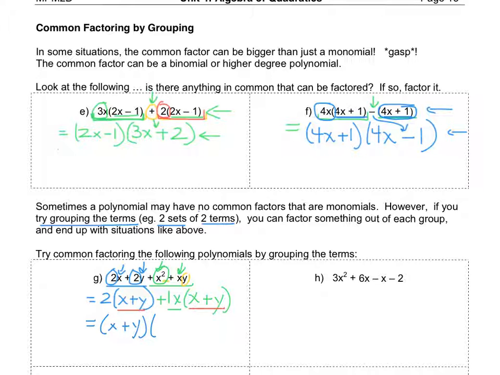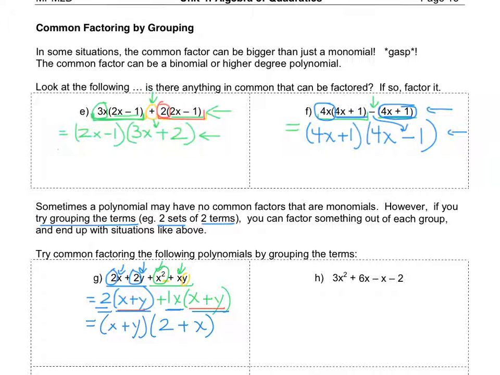And I would need to multiply that x plus y by the 2 for the first one, and then plus, my x plus y is being multiplied by the 1x, or just x. You can put the 1 there in front of the x if you like, but it is just the x if you want to leave it as the more common way to see it. All right, try the next one.